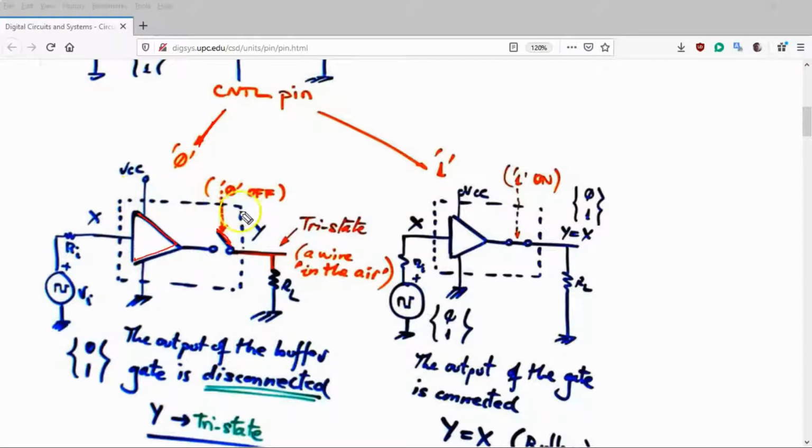The model of this three-state gate is nothing but a normal buffer, but that is disconnected just simply by a switch. The switch is off. And so here you are. You see, the wire that is here represented in red is in this new state. It's just a wire, you may call it that way, a wire in the air, not connected to anywhere.